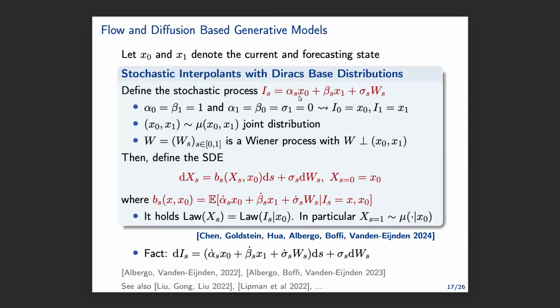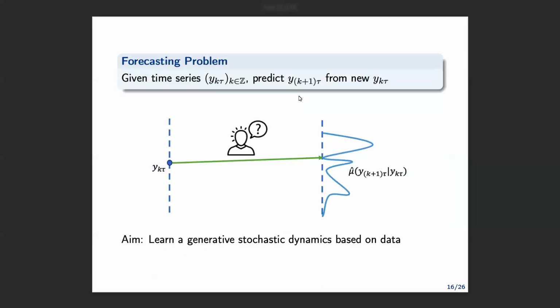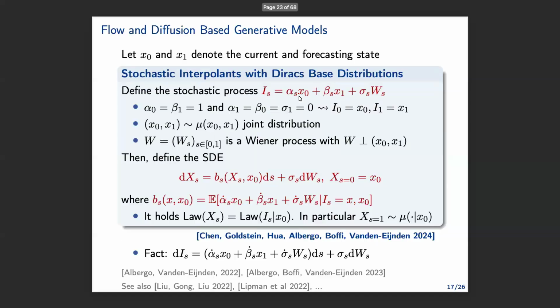In particular, the law of X_s at time equals 1 will just be the conditional distribution. So that means if you can simulate the SDE, now it's Markovian, then you can do the forecasting. So it just matches the figure here. If the green line now becomes the stochastic process which you can simulate, then you can get some samples from the target distribution.